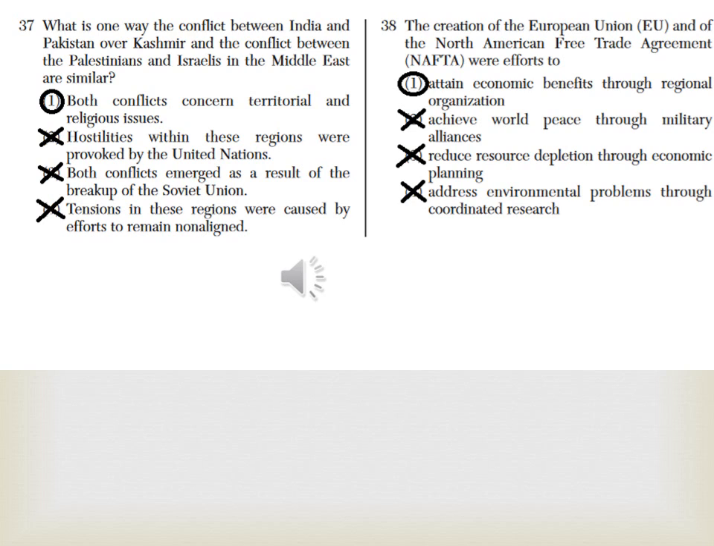So the idea is, if we become friends and remove economic barriers, everyone's going to benefit. That was the idea. So, other choices that you have here make no sense whatsoever. Alright, so let's move on.